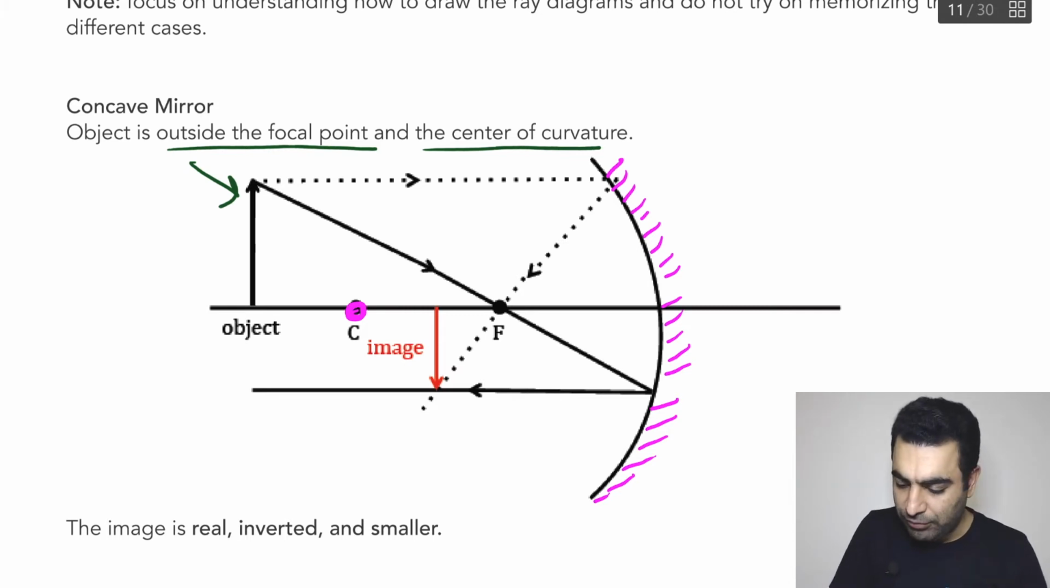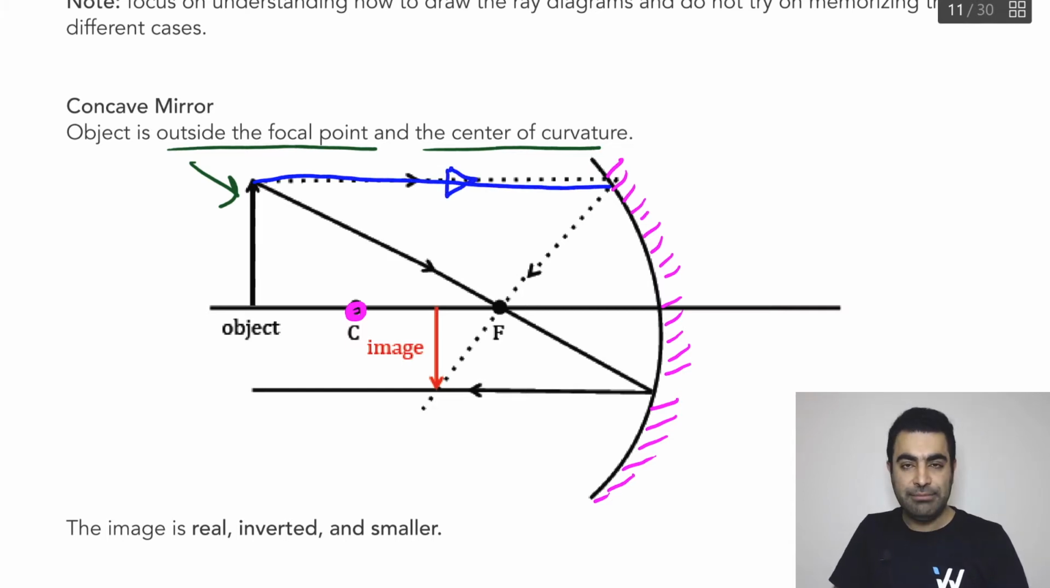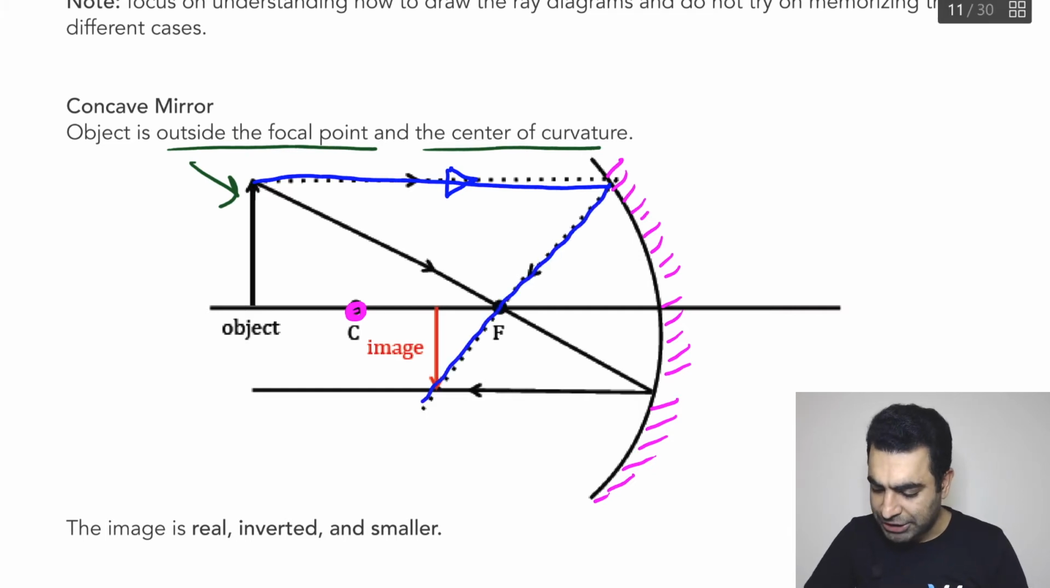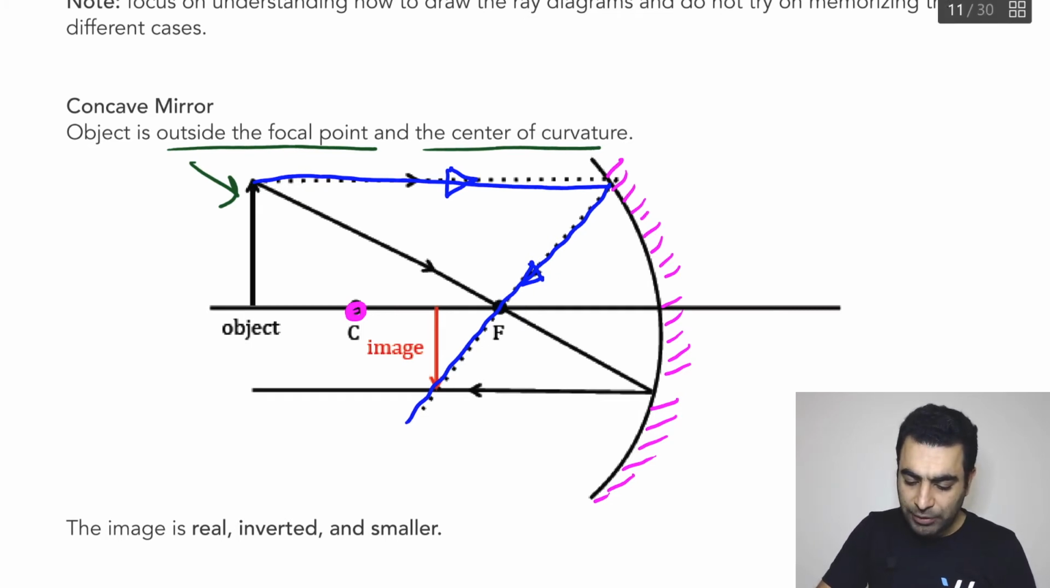One of them would be a ray which is going to move parallel to the axis of the curvature, and based on what we discussed, this type of ray, after reflection, is going to pass through the focal point, as shown with the dashed line. That's the first type of ray I consider here. The other one would be, for example, the one which is going to pass through the focal point first, and after reflection, that should be parallel to the axis of the curvature.